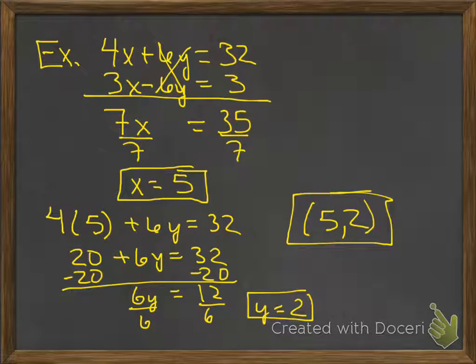So notice, what we first did was we eliminated the y's and combined the x's. Then we divided to find out what x was. We took that answer and put it into one of the equations. My choice for this one was the top one, so I said 4 times 5, and then we solved it. It becomes like solving a normal equation: you multiply, add or subtract, and then you can divide. So let's look at another example.